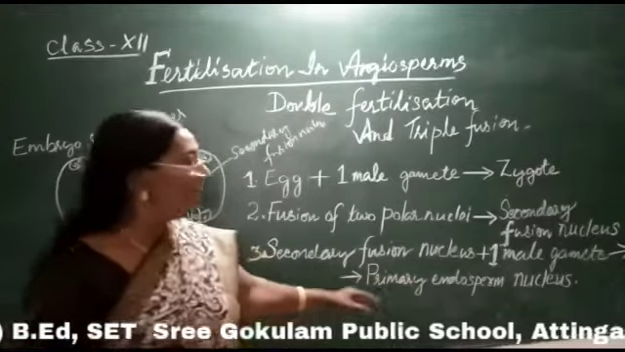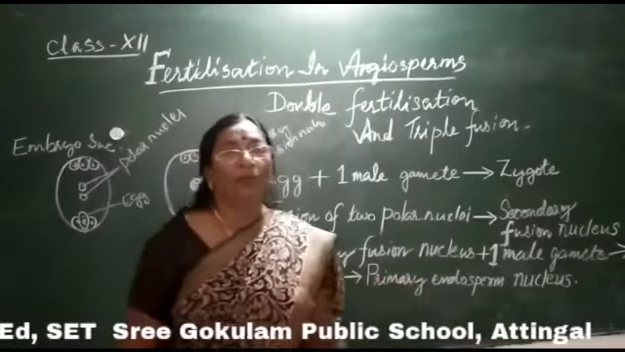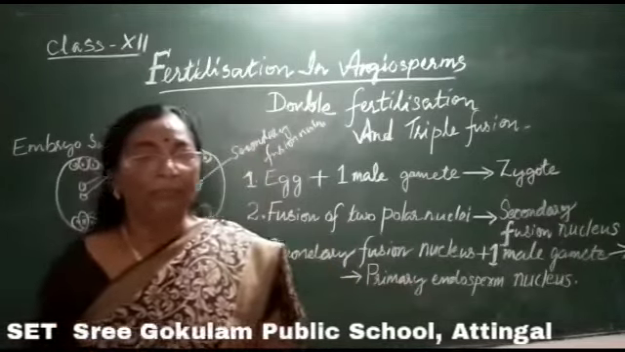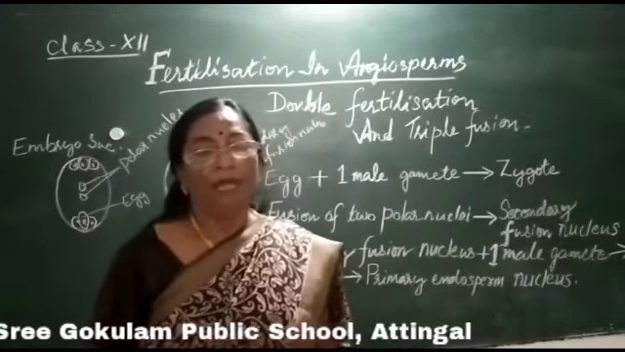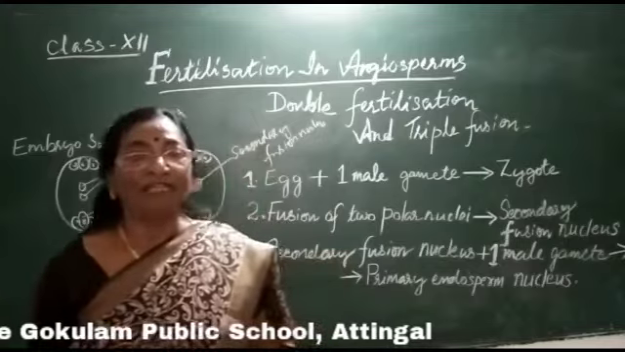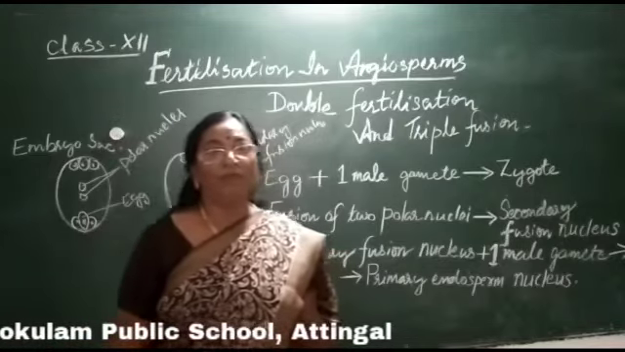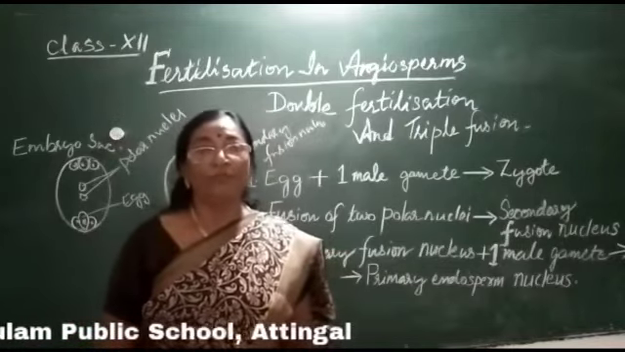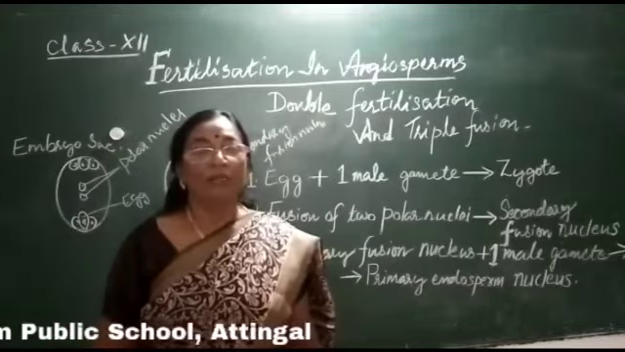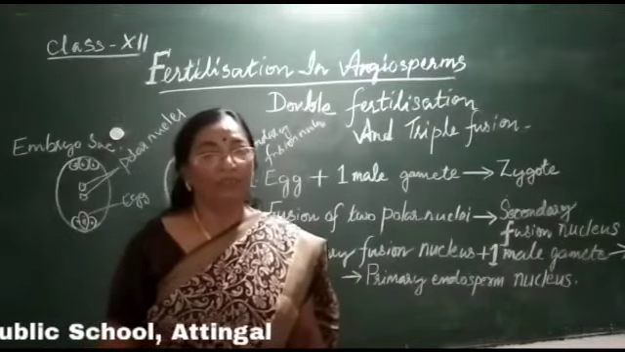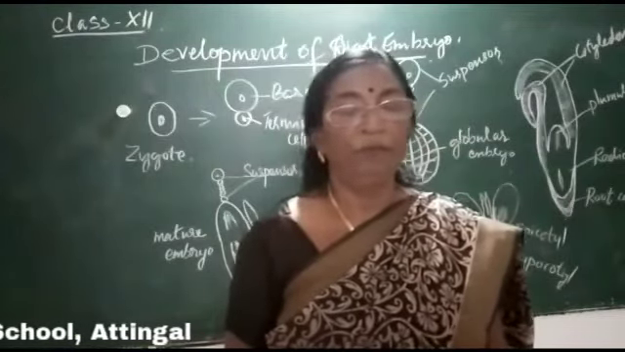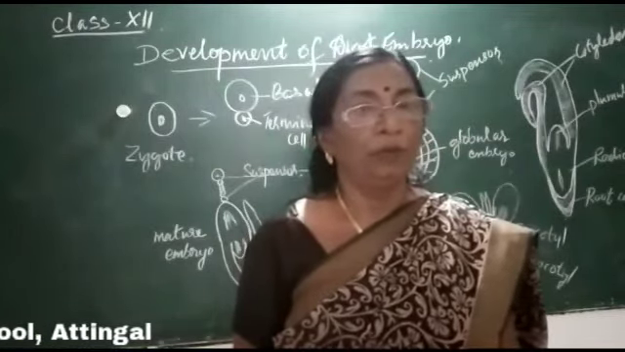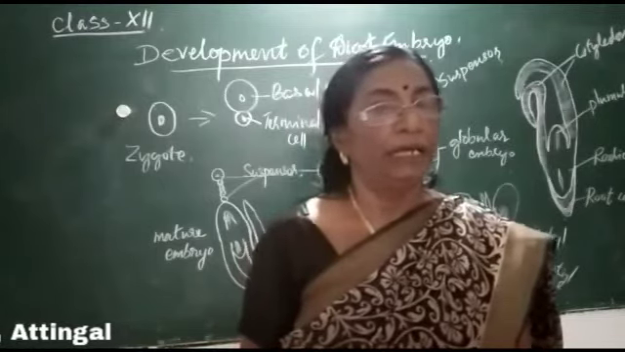This primary endosperm nucleus later develops into the triploid endosperm proper. Double fertilization or triple fusion is a unique feature of flowering plants or angiosperms. Next we have to study the development of the dicot embryo and the structure of the dicot embryo.